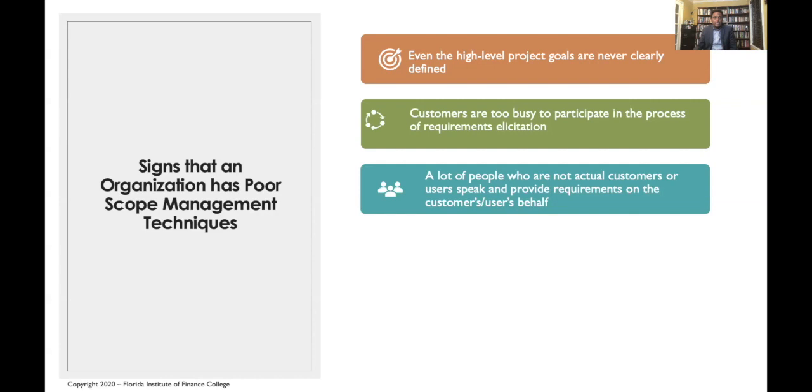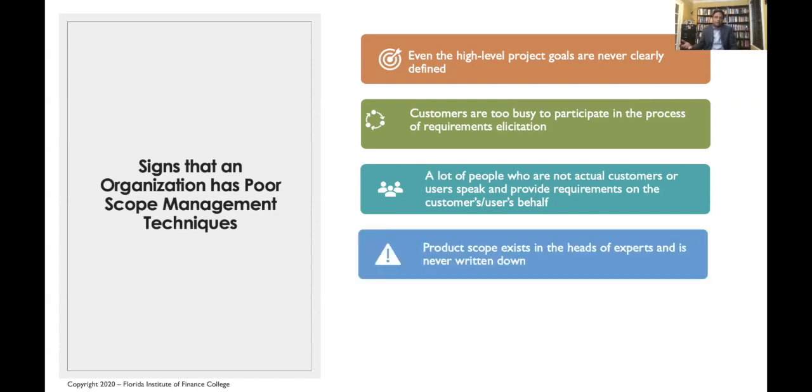So if you see that the third party or people who barely have to do with the product come and tell you this is what we want, then this is another sign that your organization is not doing the right procedure. The other one is product scope exists in the heads of experts and it's not written down.